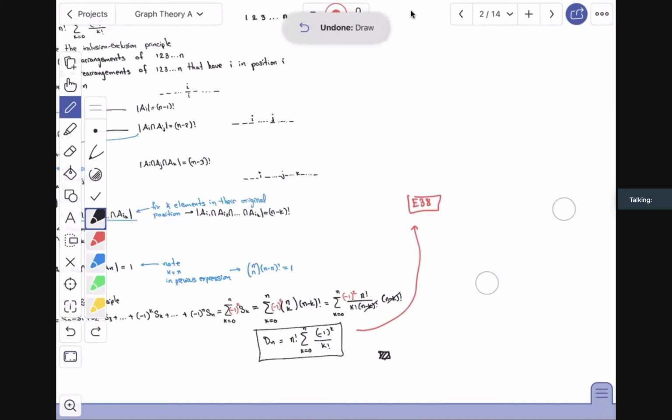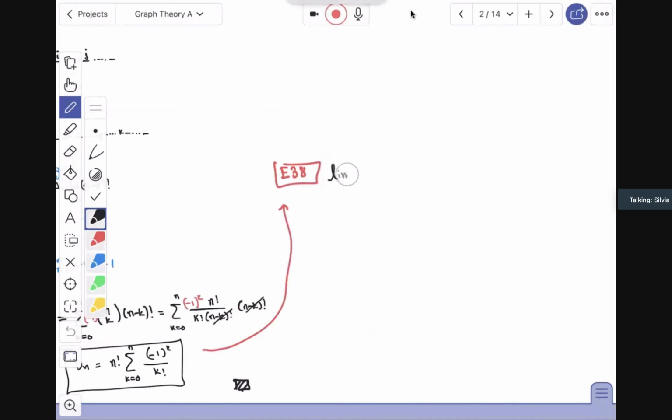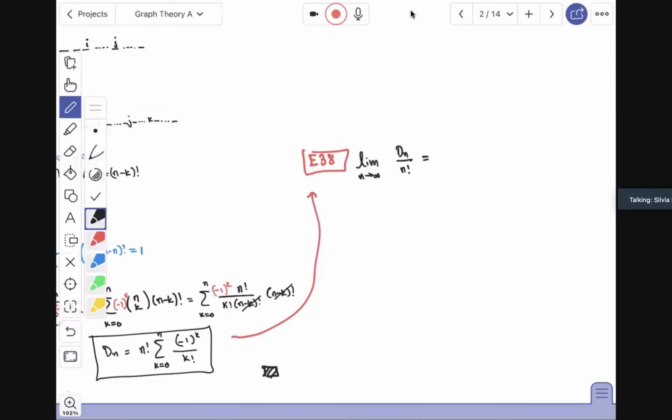Let me make it a little bit smaller. So E38 asks what is the limit as n approaches infinity of Vn over n factorial. Because you have the formula here, Vn over n factorial is the summation from k equals 0 to n of negative 1 to the k over k factorial. In the limit, this is just an infinite series from k equals 0 to infinity of negative 1 to the k over k factorial.